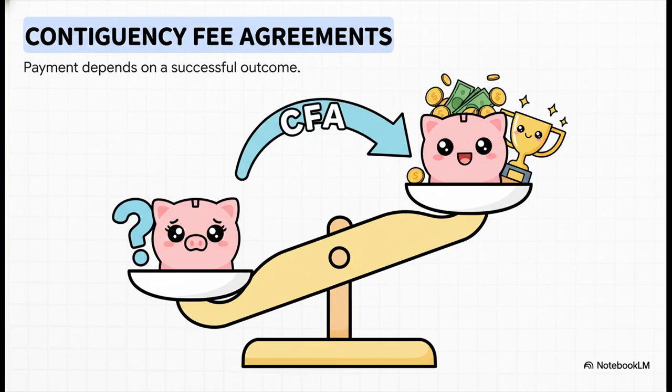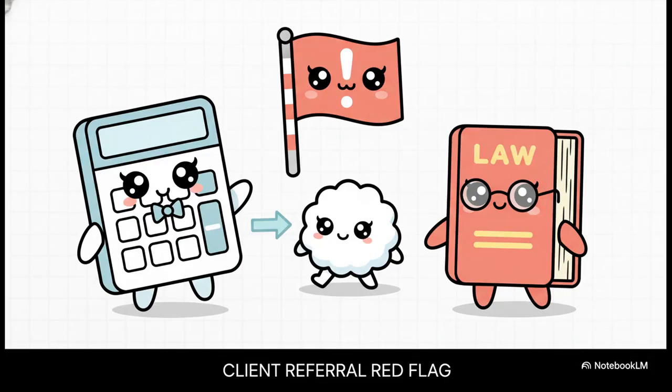Here's another classic trigger. A question describes a client who says, "Hey, I can't afford to pay you up front." Boom. That is a massive flag for contingency fee agreements, or CFAs. They're testing you on when you can use them, what forms you have to use, and all the specific things you need to disclose.